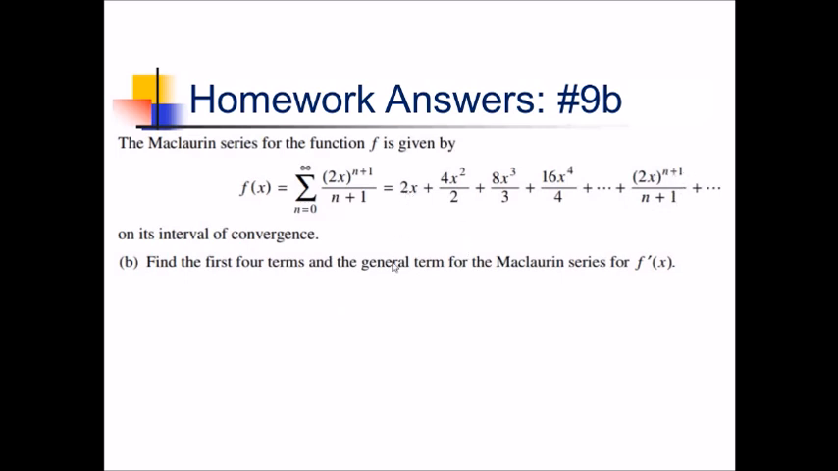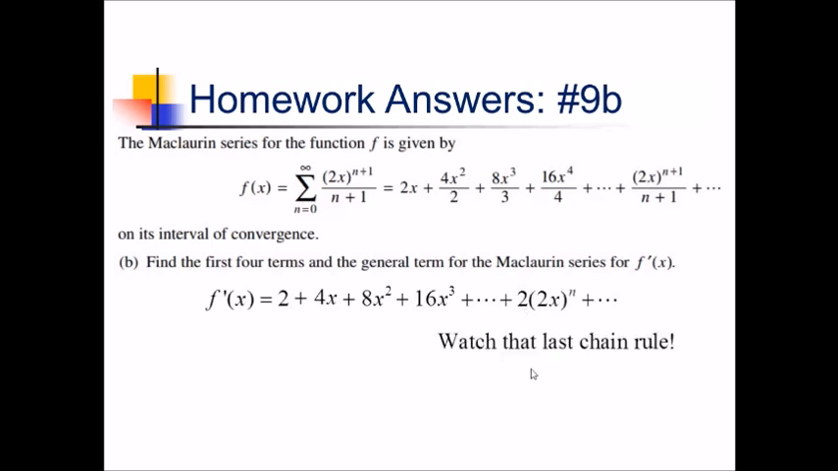So derivative of 2x is 2. Derivative of this next one, we're going to have 2 times this fraction, which is going to cancel out the 2's, leaving us with just 4x. Next, we're going to have these 3's canceling out, leaving us with 8x squared. And after that, we're going to have these 4's canceling, leaving us with 16x to the third. Over here for the nth term, n plus 1 and n plus 1 are going to cancel, leaving us with 2x to the n times, now we got to be careful, we have an inner function of 2x times 2. So be careful with that last chain rule. That's probably where a lot of people are going to lose points on this one.